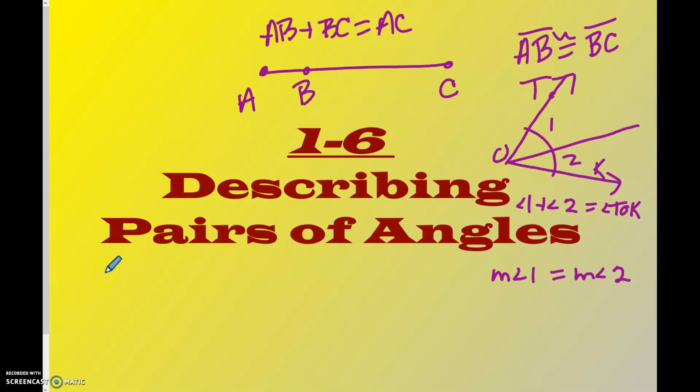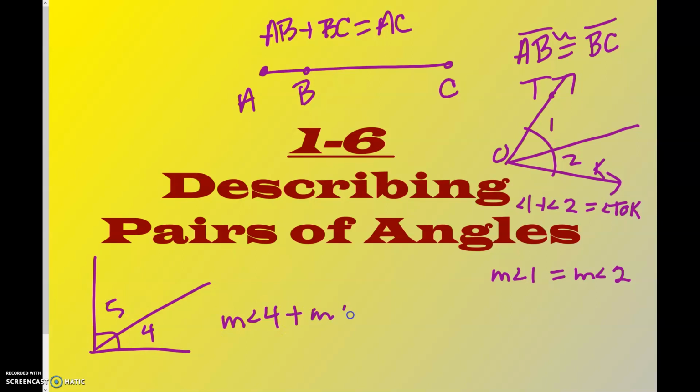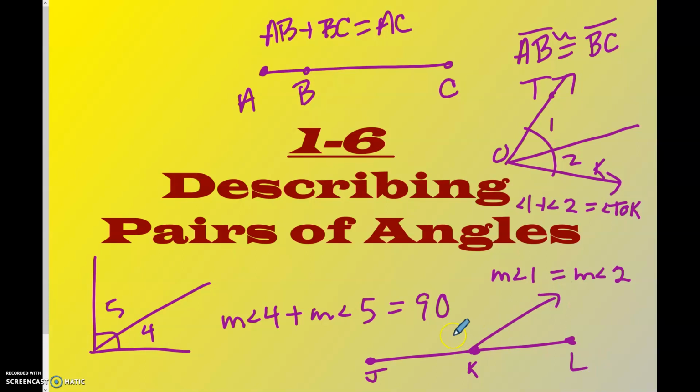And another thing we talked about yesterday is if we have a right angle mark in here, we know that the measure of angle 4 plus the measure of angle 5 is going to be equal to 90 degrees because we know that this is a 90-degree angle. And then the last thing we talked about yesterday is if we have a straight angle, JKL, and then we have something in between, now we can say angle 7 plus angle 8 must equal 180 degrees because that is a straight angle.